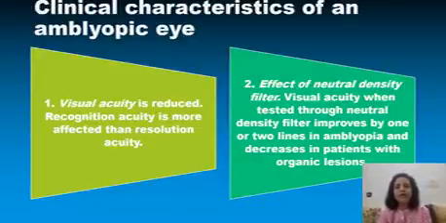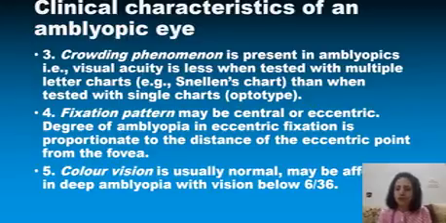So the clinical characteristics of an amblyopic eye: the visual acuity is reduced, recognition acuity is more affected than the resolution acuity. Then effect of neutral density filters. Visual acuity, when tested through a neutral density filter, improves by 1 or 2 lines in amblyopia and decreases in patients with organic lesions. Crowding phenomenon is present in amblyopics. So the vision will be less when you are testing with multiple letter charts like Snellen's chart than when you are testing with single letters.